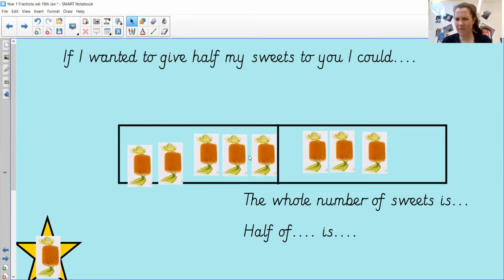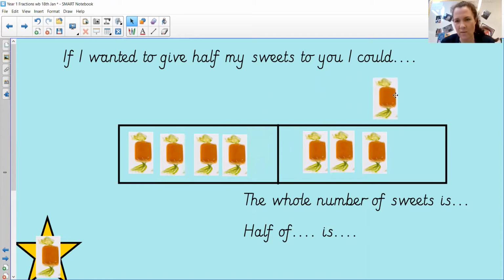Is that half? Have a think. Is that half? It doesn't look quite right to me. Is it half? Oh, I see what I've done. It can't be half because I've got more sweets on this part than this part. Silly Miss Cox. Okay, so hopefully you spotted that too.